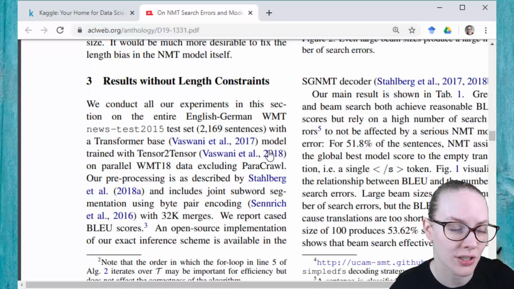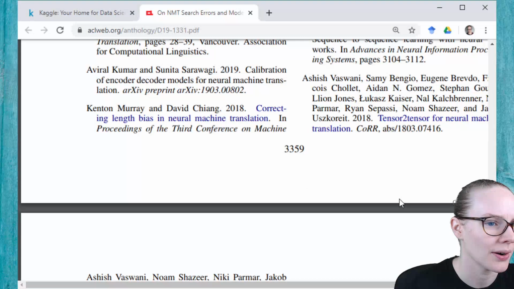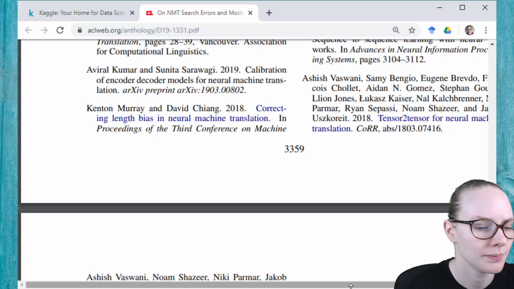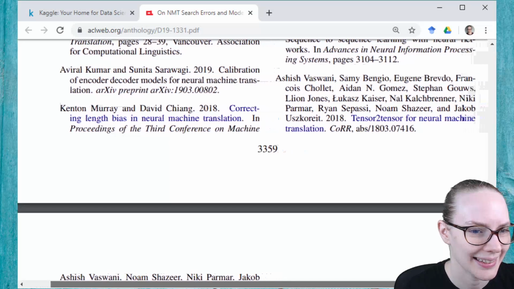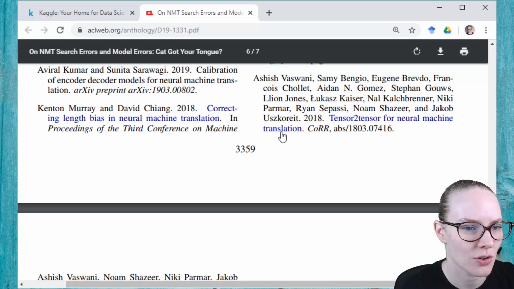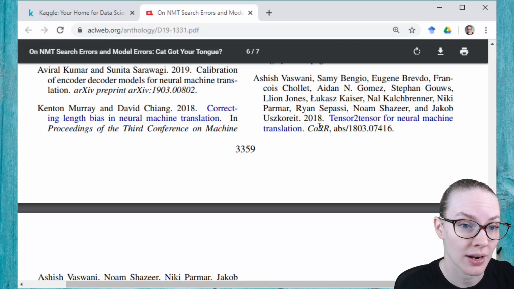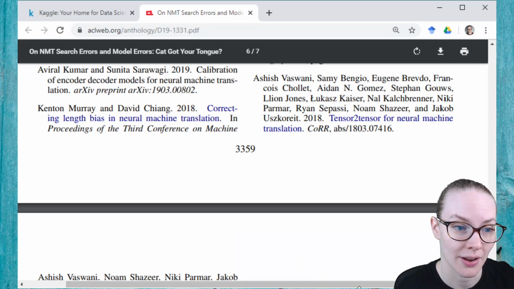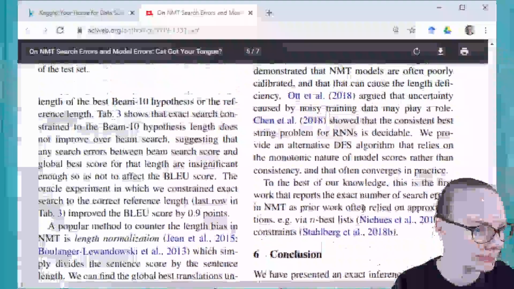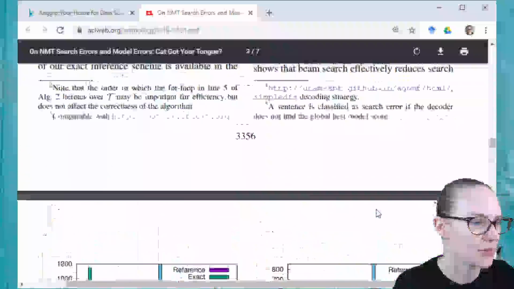We definitely read the original Attention is All You Need paper. And this is the 2018 Tensor2Tensor for Neural Machine Translation paper. No, I don't think we have read this. So this might be another paper for us to look at in the future.